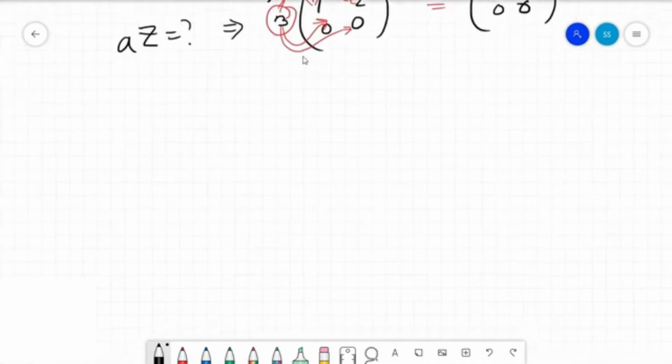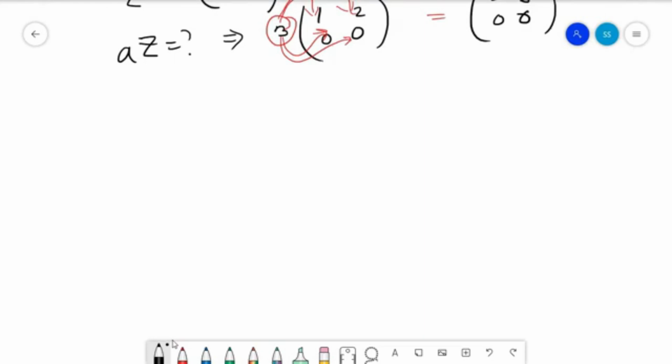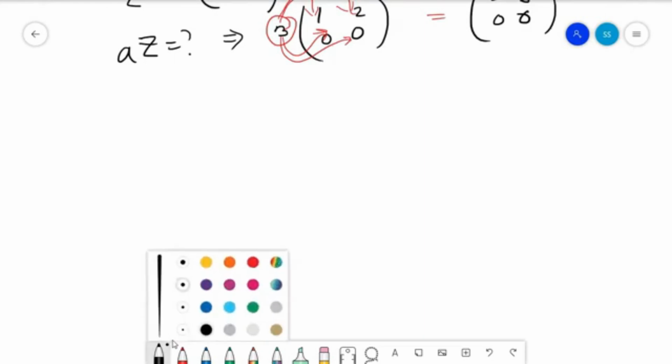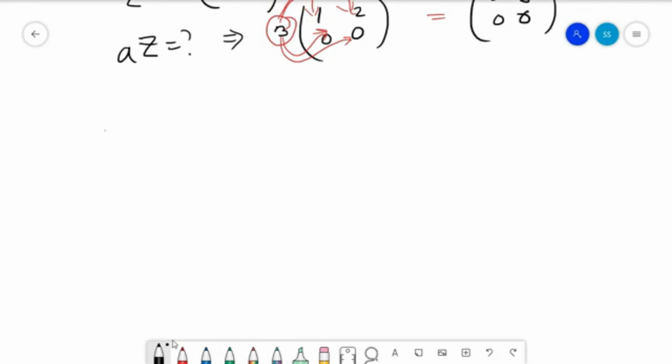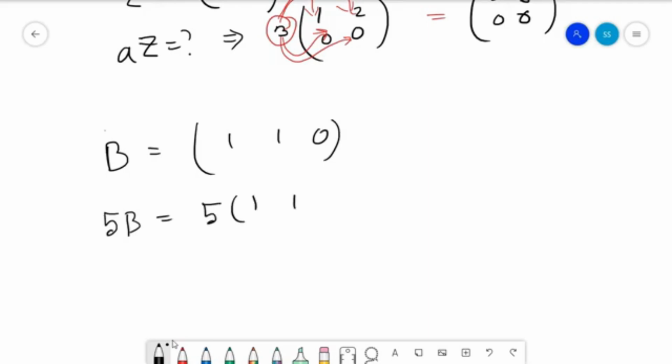Let's take another example, just so that we are clear on matrix multiplication with a scalar. We have dealt with column matrices before, so let's take a row matrix right now. Let's call it B, and let's say it's 1 1 0, and we want to evaluate what is 5B. Just type 5 1 1 0 and multiply 5 with every element. There you go. So this is how we can scalar multiply a matrix.